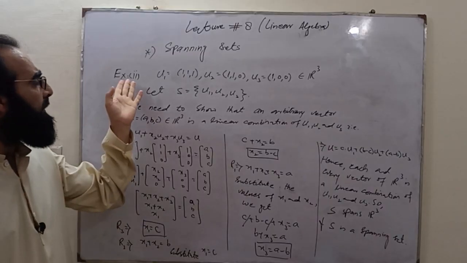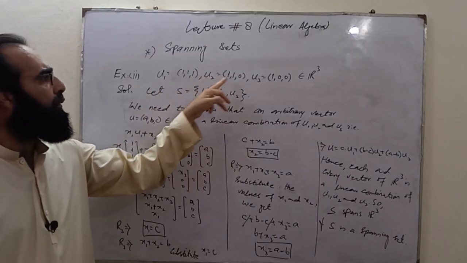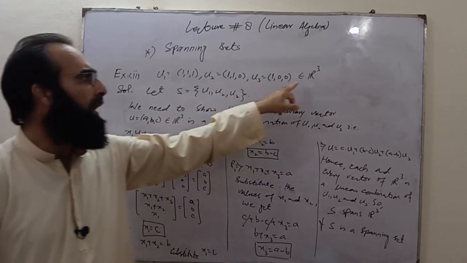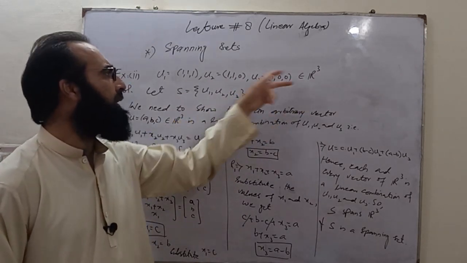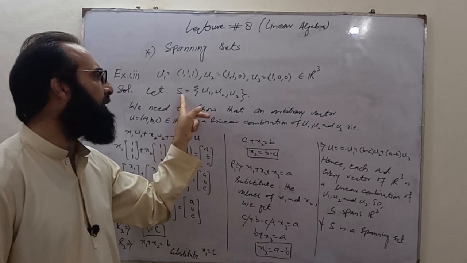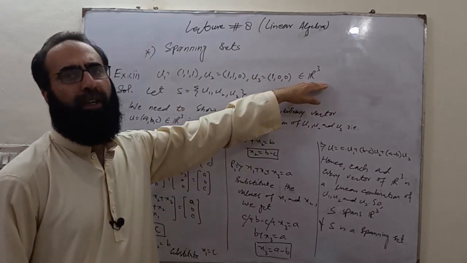In this second example, u1, u2, and u3 are given from R³, and we have to show that the collection of these three vectors, say S, spans the whole vector space R³.